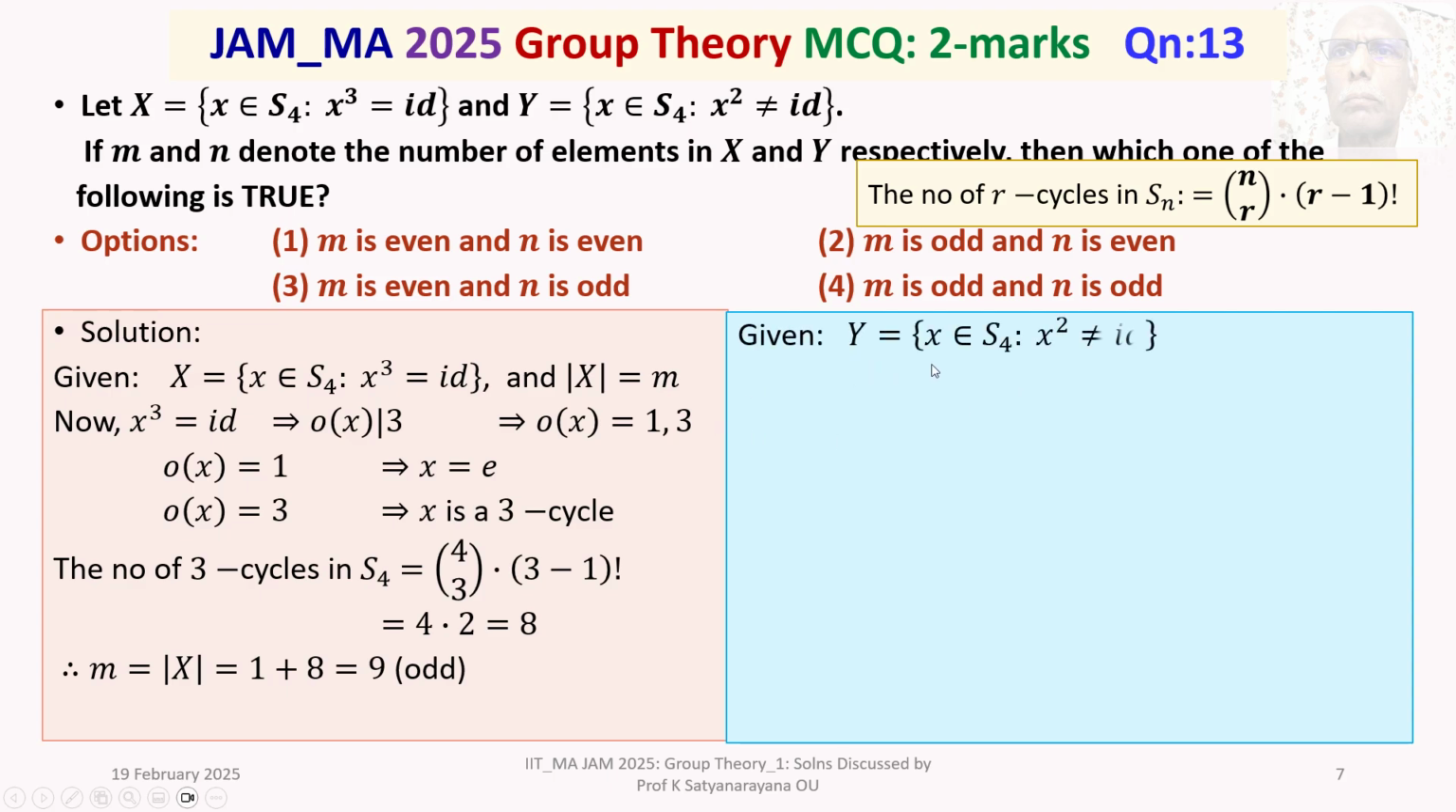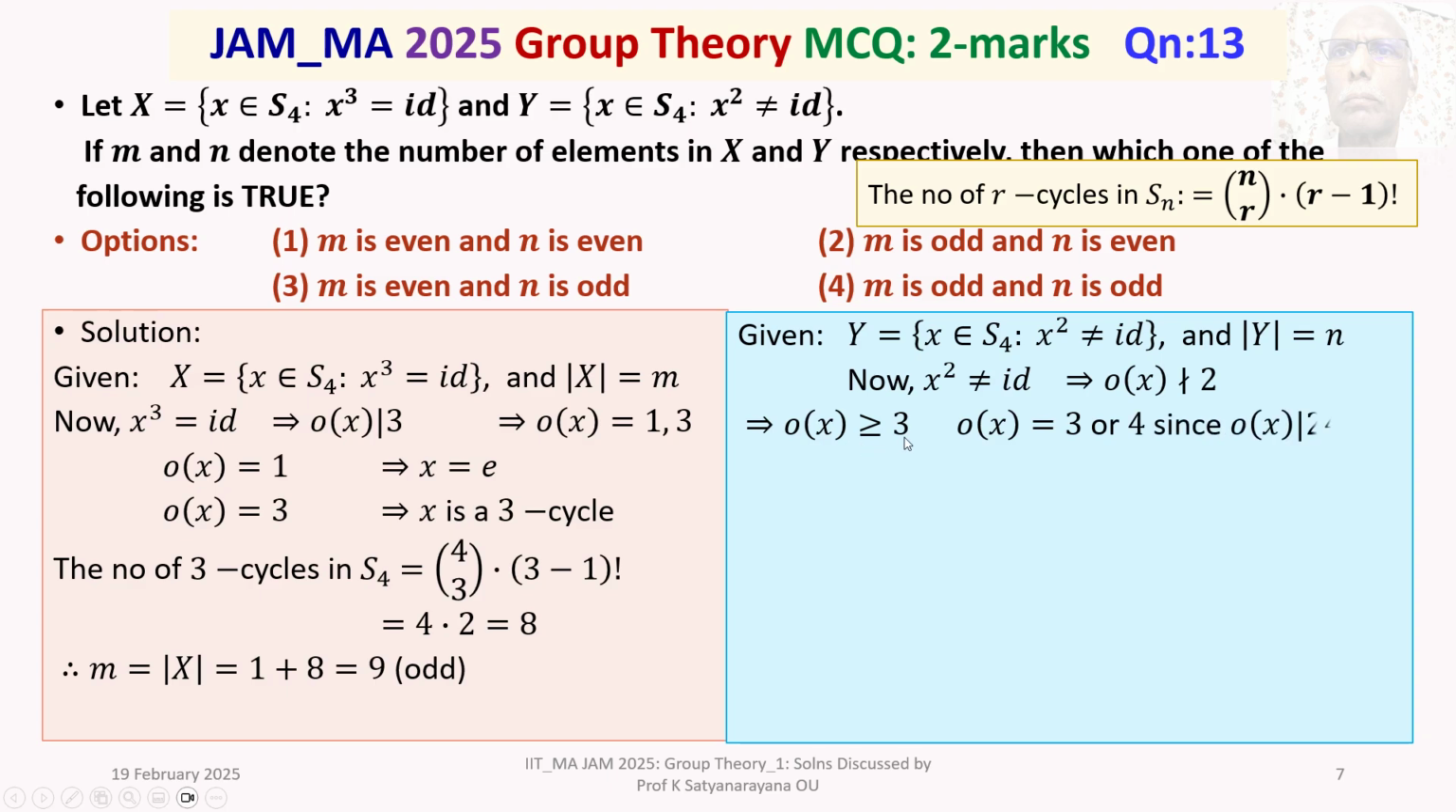Now, given capital Y is the set of all x belongs to S4 such that x square is not identity, and let the order of Y be n. Now, x square is not equal to identity means the order of x is not 1, the order of x is not 2. Therefore, the order of x is greater than or equal to 3. So, when the order of x is at least 3 and x belongs to S4, what can happen? Order of x can be 3 because 3 cycles are there. Order of x can be 4 because we have 4 cycles in S4.